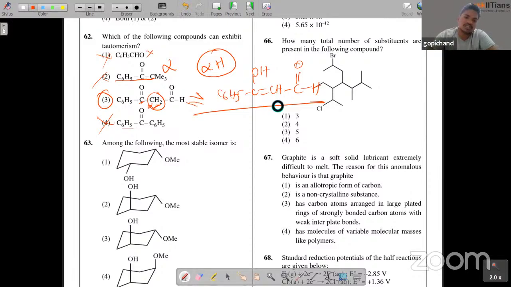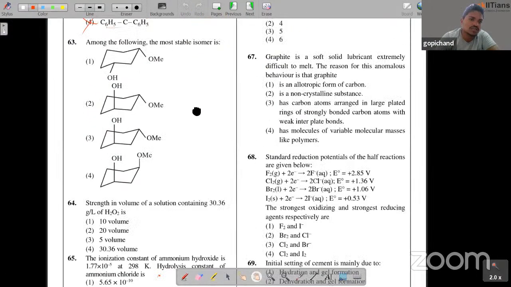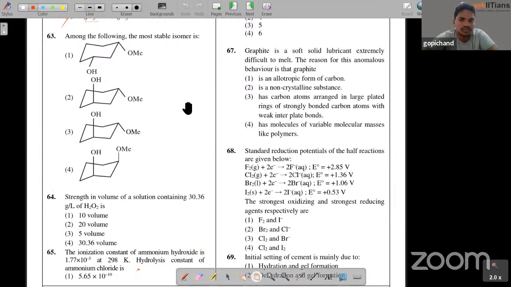Right. Question number 63. Take your time and answer this one. Question number 63. Among the following, the most stable isomer is, I'm so sorry, the most stable isomer is. So how do you find whether any compound is stable? How do you find whether any particular compound is stable or not?